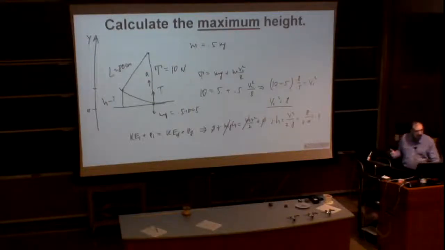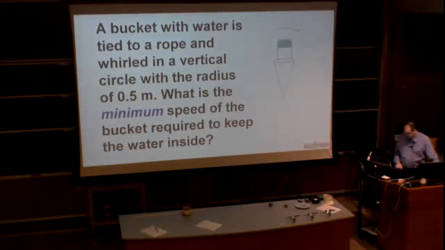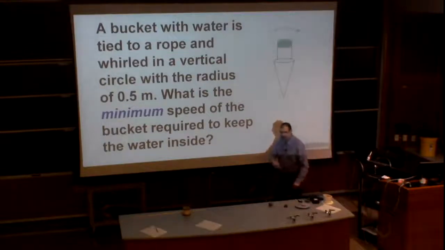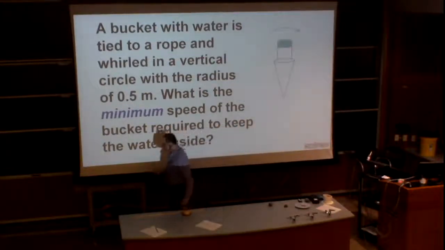Any questions? In this problem, we combined different types of knowledge: conservation of energy, circular motion, and Newton's law. Next, the opposite point. We know what's happening at the bottom. Now let's see what's happening at the top.